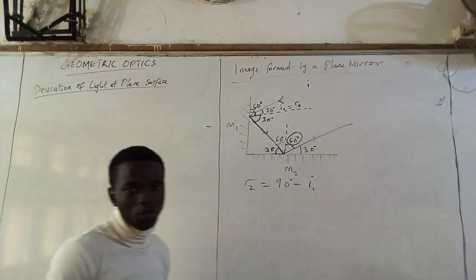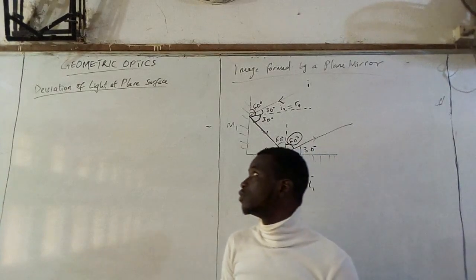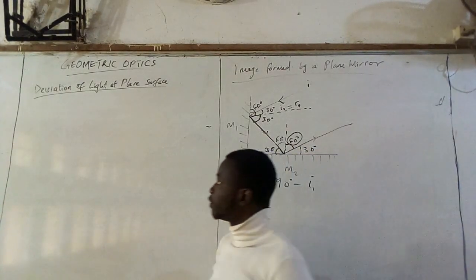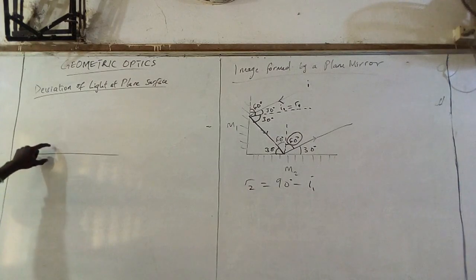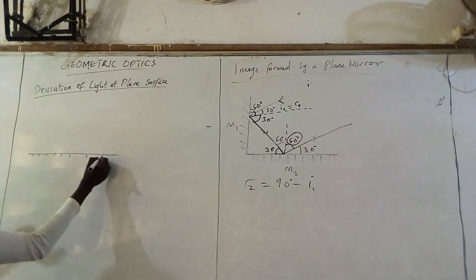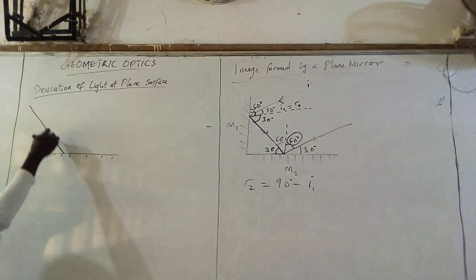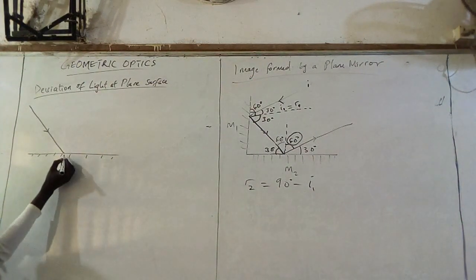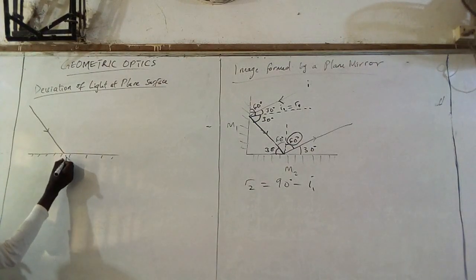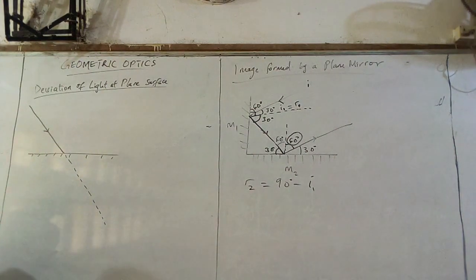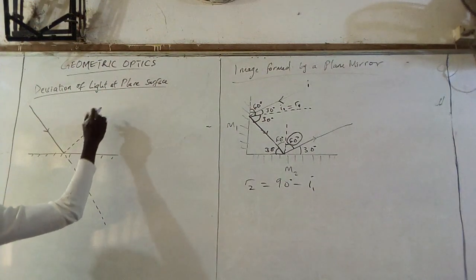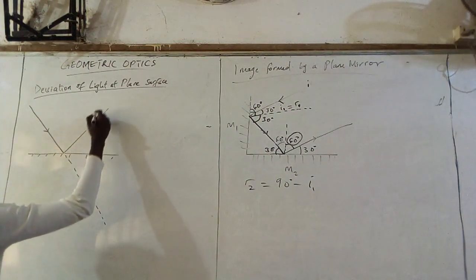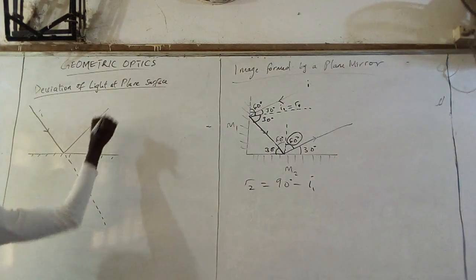Now we're going to look at the deviation of light at plane surfaces. If we have a plane surface, and a ray is incident on this plane surface, normally the light is supposed to penetrate it and go straight this way. But due to the nature of light, it is being reflected on that surface, I and R.